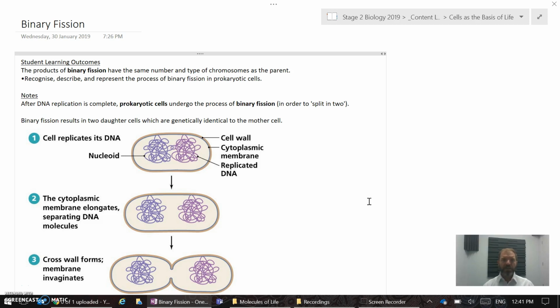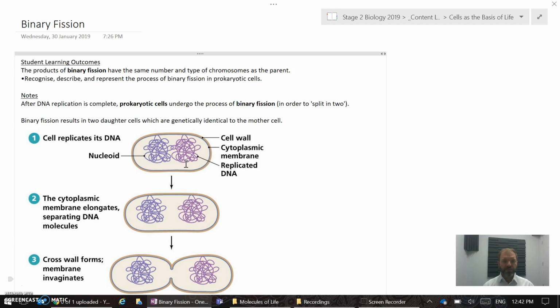DNA replication only happens when these cells are about to divide. So the cell will copy all of its DNA, which is in the nucleoid region, not in a nucleus as we know, to create a replicated DNA. So now there's two copies of DNA in there. Now the process of binary fission can begin, and basically all that means is splitting in two.